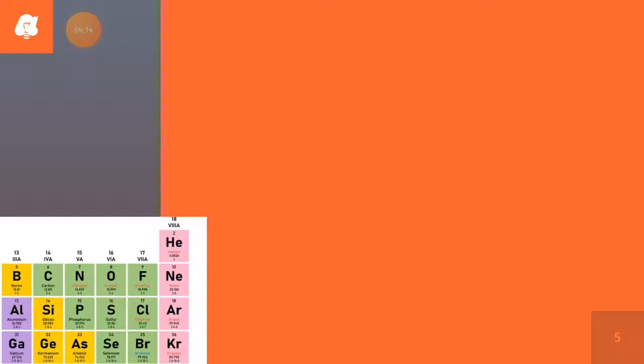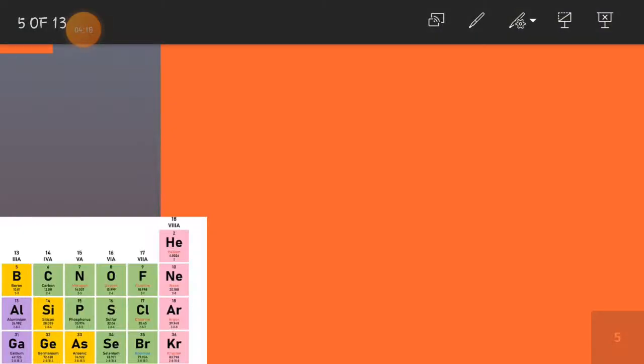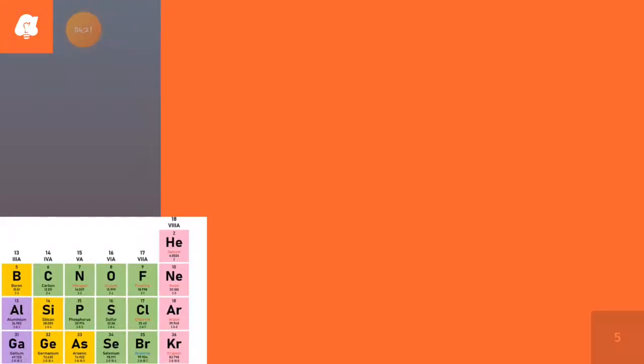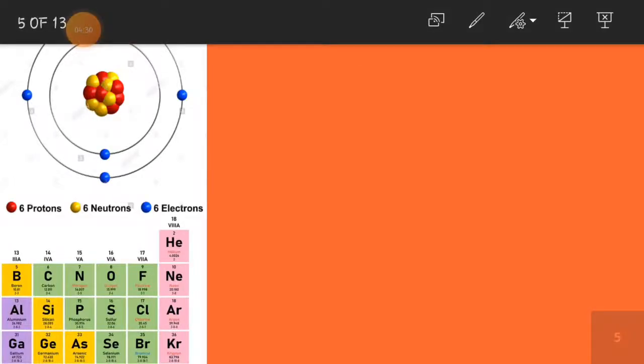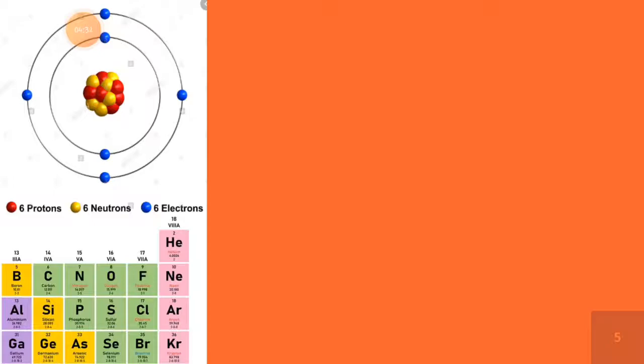So the position of the carbon atom in the periodic table is 4A, and by writing the electronic configuration, we may draw the structure of the carbon atom like this. In the middle there is the nucleus of the carbon atom, and this nucleus contains 6 protons and 6 neutrons, and the total number of electrons of the carbon atom is 6. The first shell contains 2 electrons, and the outermost shell, that is the valence shell, contains 4 electrons.